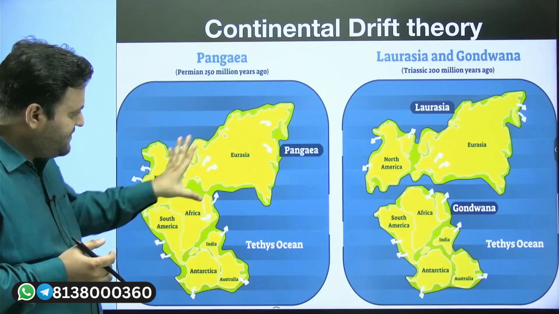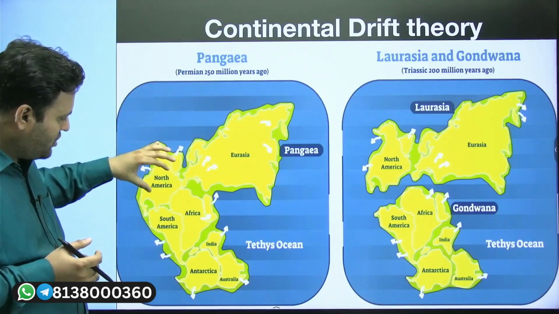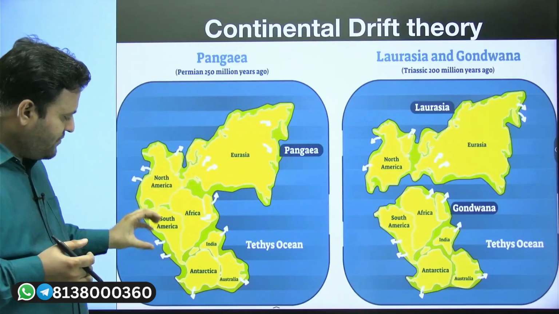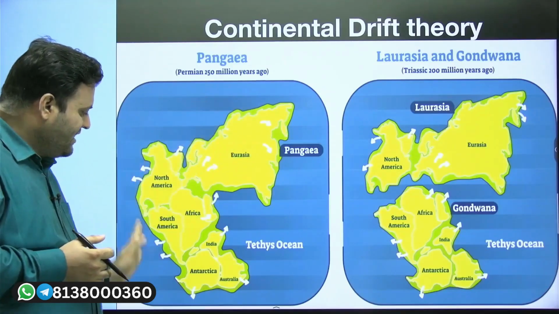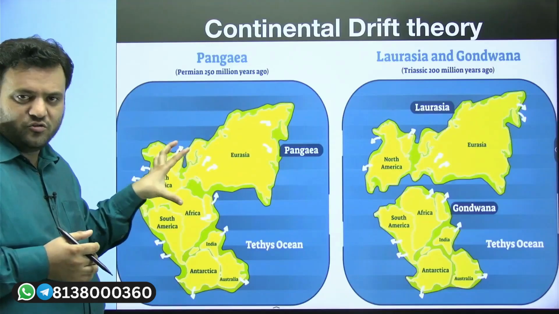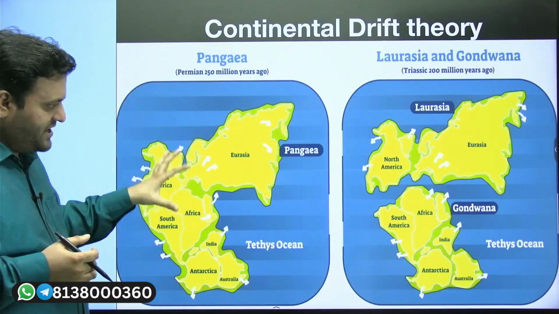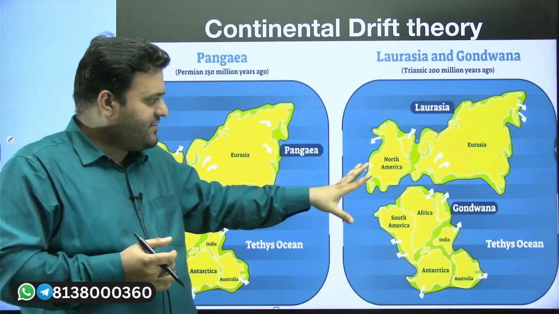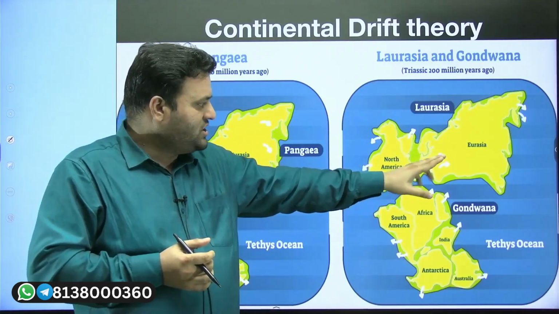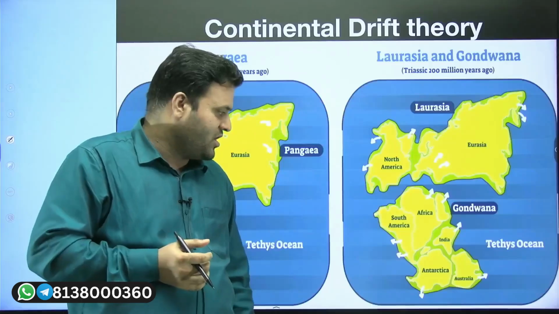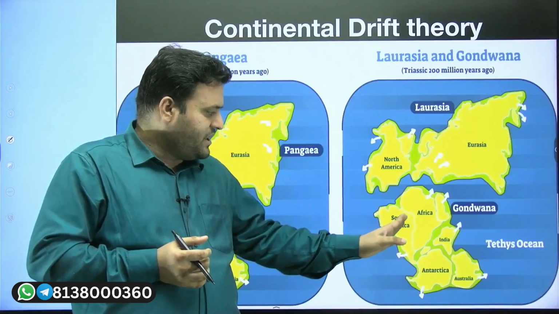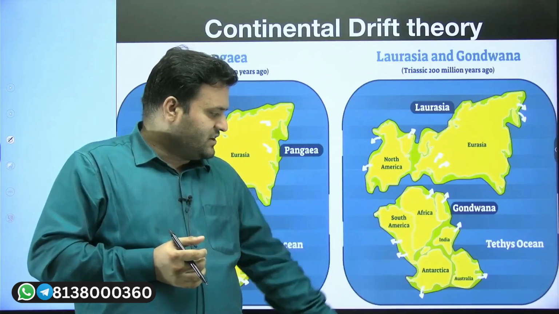So here you can see we have Eurasia, North America, Africa, South America, India, Antarctica, Australia, and they are actually jointly connected together, forming a supercontinent. Pangaea split. As a result of this, we have Laurasia comprised of Eurasia and North America, and Gondwanaland. I hope you have clarity regarding South America, Africa, India, Antarctica, Australia.